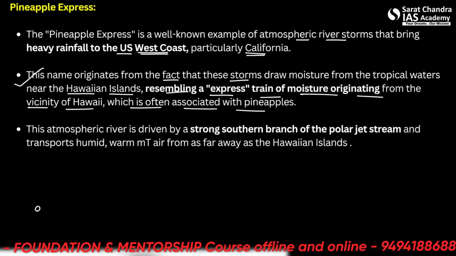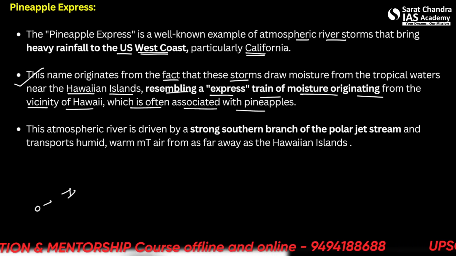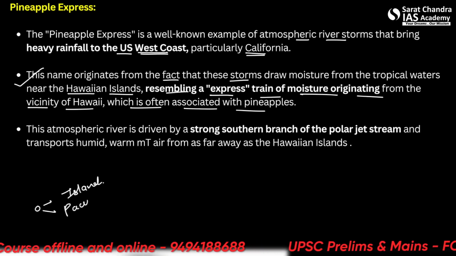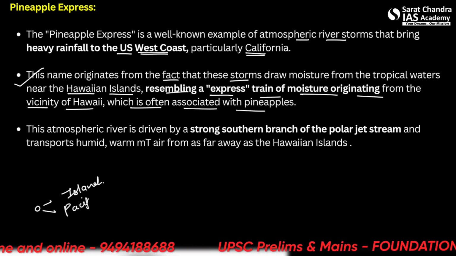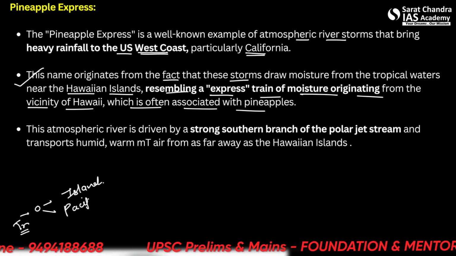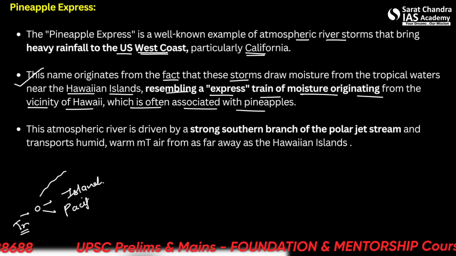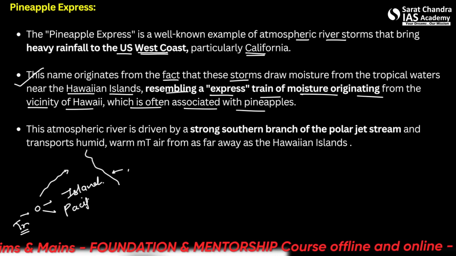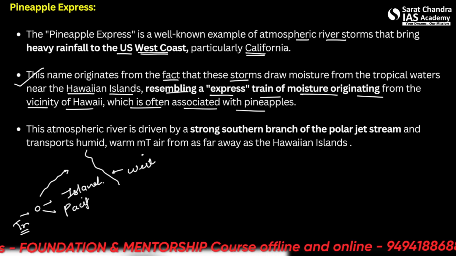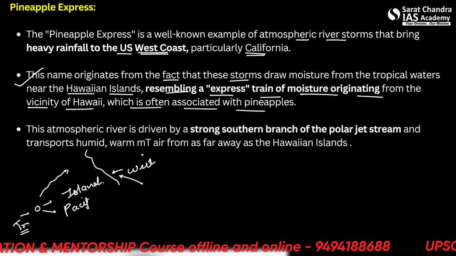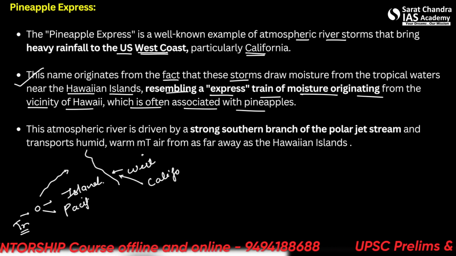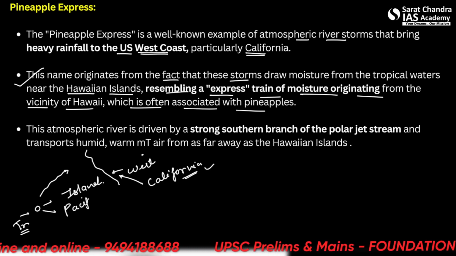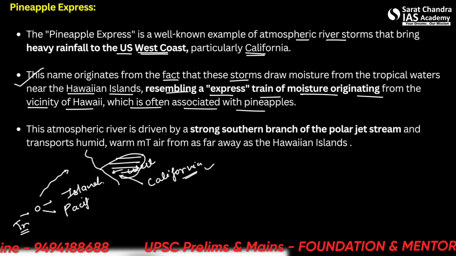So Hawaii is a very small island in the Pacific, and it's a tropical island. Pineapples are found there. From here, the moisture-laden clouds come to the west coast of the USA. A very famous state on the west coast of the USA is California. So here it may flood because of these Pineapple Express storms.